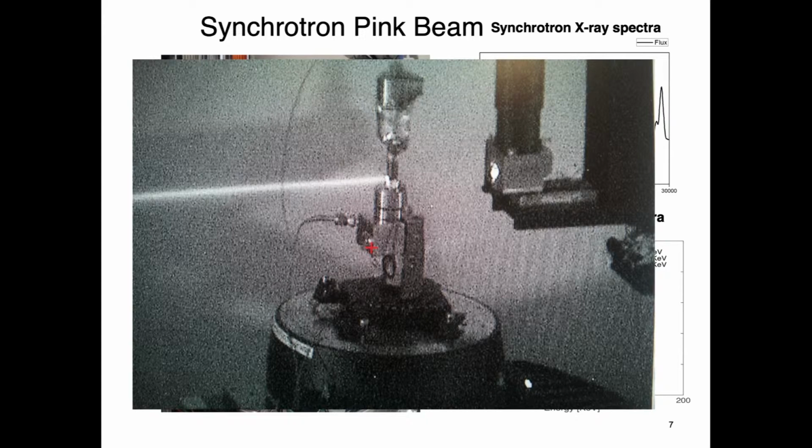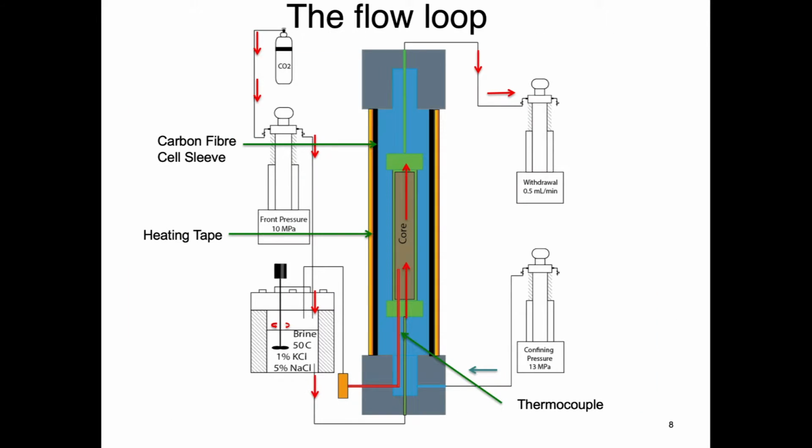This is a picture of the X-ray beam taken using a visible light camera. Why can we see it? Because it is so powerful that it is ionizing the air.